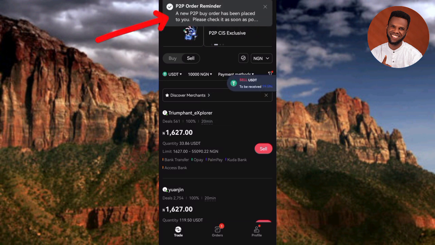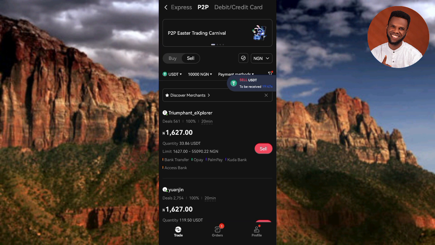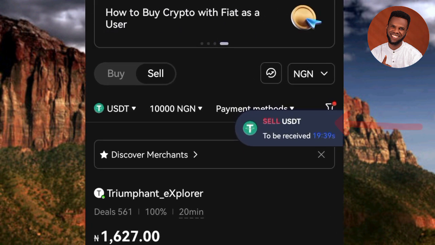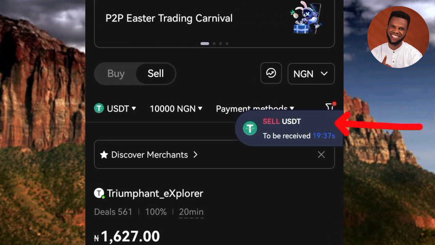I can see the notification right there at the top. It says please check your order. You can see that notification right there on the right hand side. It says sell USDT to be received in, you can see the countdown time. So in the next 19 minutes 35 seconds I should receive my money in my bank account. So what you have to do now is to tap on it to open it. So let me tap on it right away.